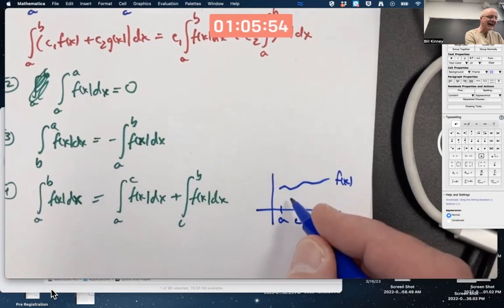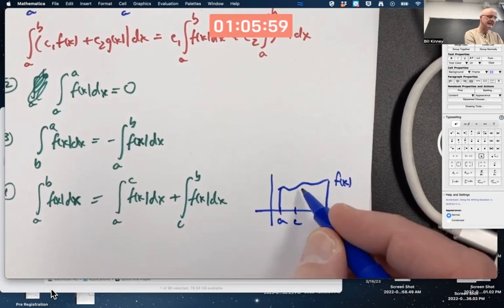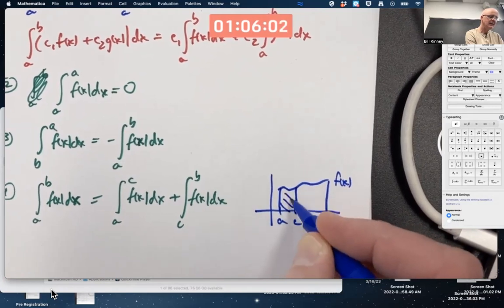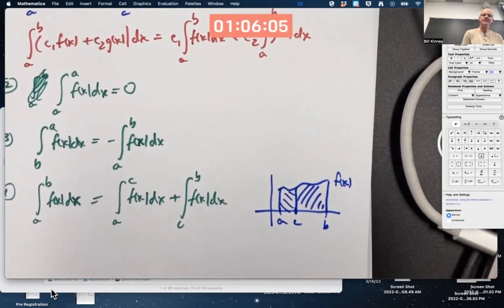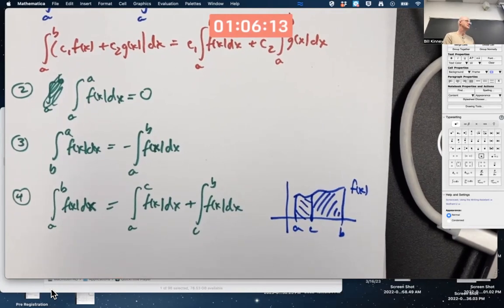What you're saying is the entire area under the graph from a to b can be broken up into the sum of two areas. The area under the graph from a to c plus the area under the graph from c to b. If f of x is positive and c is between a and b, that's how you would interpret this equation. But it's still true, it turns out, even if f of x goes below the axis, above and below, even if c is not between a and b, even if c is to the left of a or to the right of b, though harder to interpret.